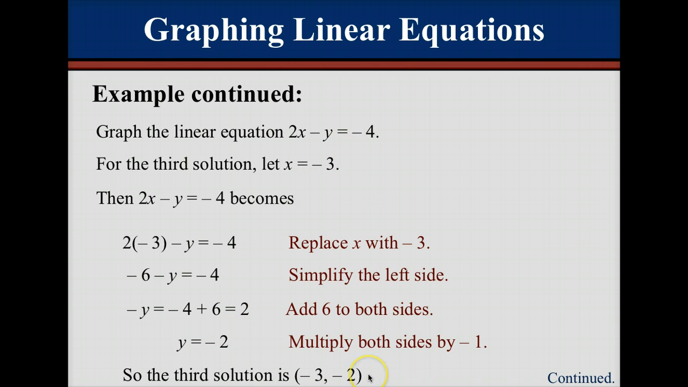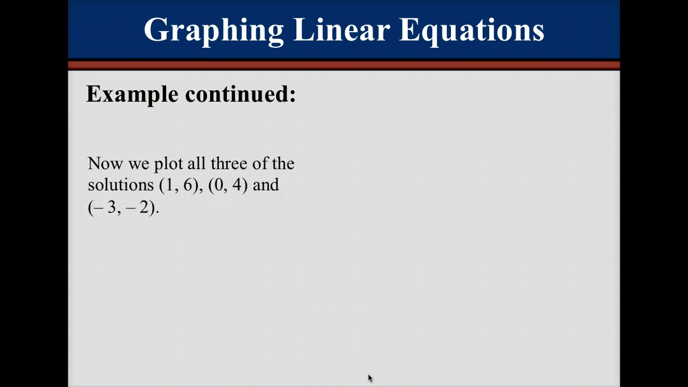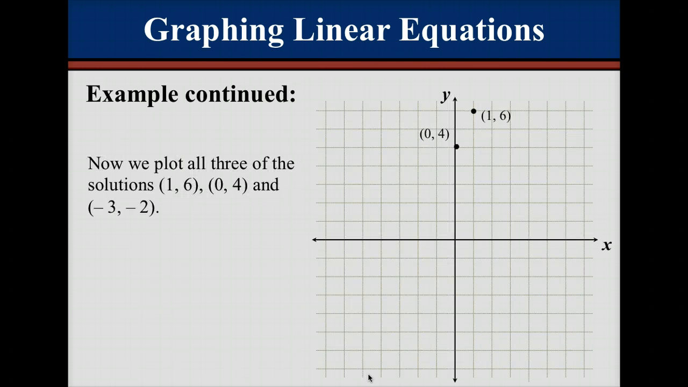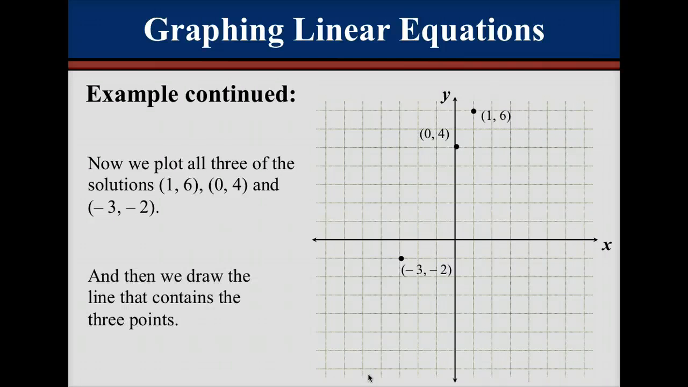That's our third solution. Now we're going to plot all 3 of the solutions, and then we're going to draw the line that contains all 3 of those points. Note that a line contains an infinite number of points, and each point corresponds to an ordered pair that is a solution of its corresponding equation. So any point on this line is going to be a solution to that equation we were working with.